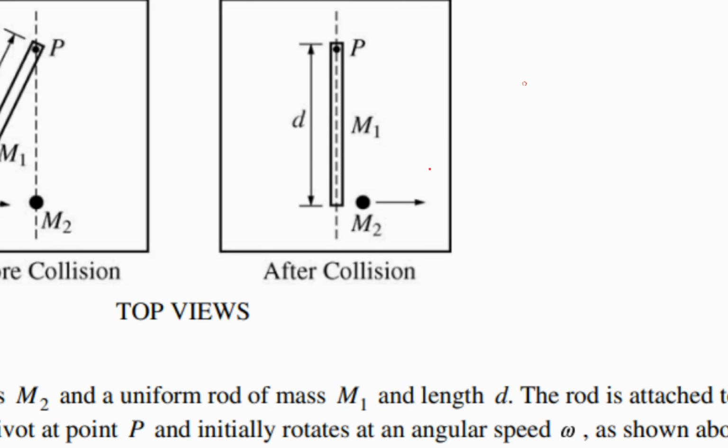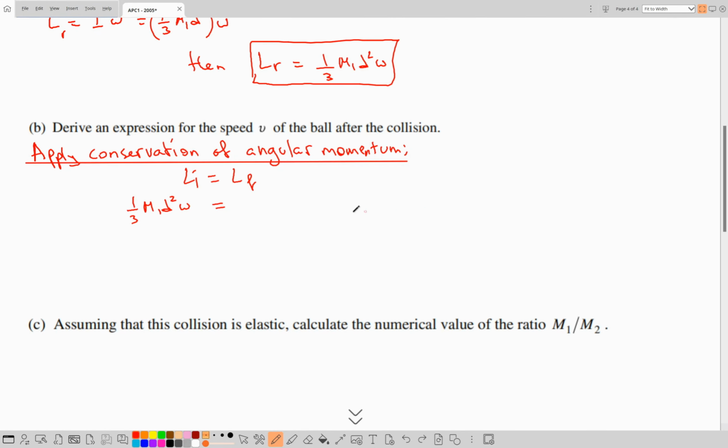And what's the momentum of the mass m2 after collision? We're talking about angular momentum. It's given by its mass m2, its velocity v, and the distance from the pivot to the ball itself, which is d. So that would be the angular momentum of the ball m2 after collision. So m2 v multiplied by d, and we're interested in finding v. Now d would cancel with the power 2. Then in this case, v is given by 1/3 the fraction m1 divided by m2 multiplied by d omega.